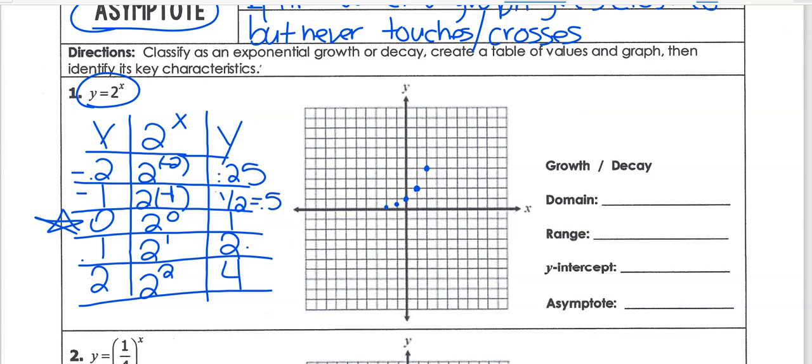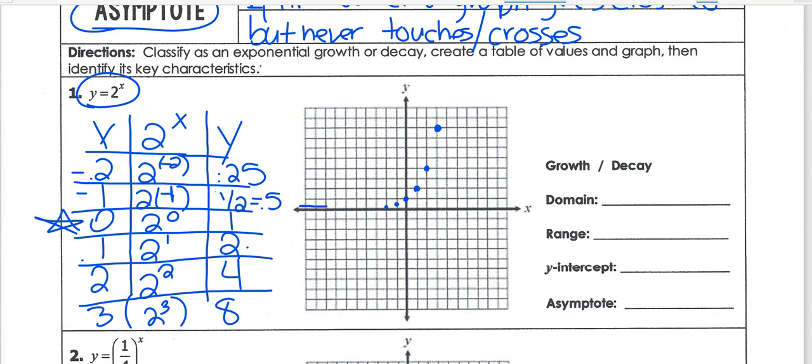Now there are more points to this, but most of them won't fit. For example, if I plug in a 3, then I have 2 to the third power, which is 2 times 2 is 4, 4 times 2 is 8. Actually, that might fit. Let's see. 1, 2, 3, 1, 2, 3, 4, 5, 6, 7, 8. Right there. It does fit. And then the rest of the points will not fit. So if I was to connect my dots, here's the graph I would get.